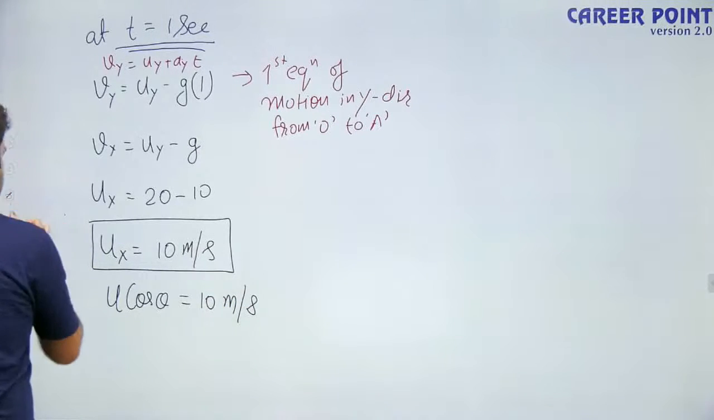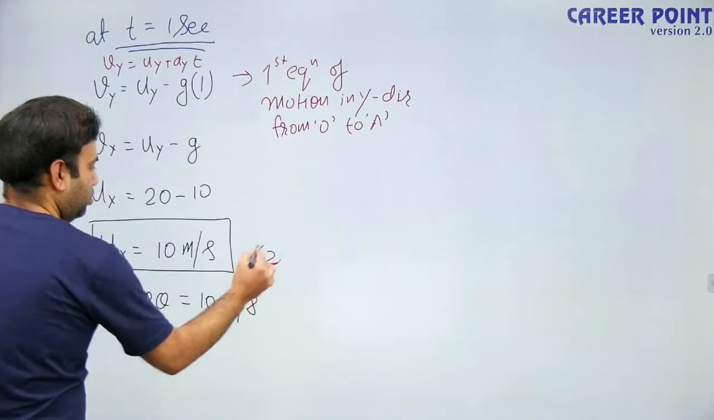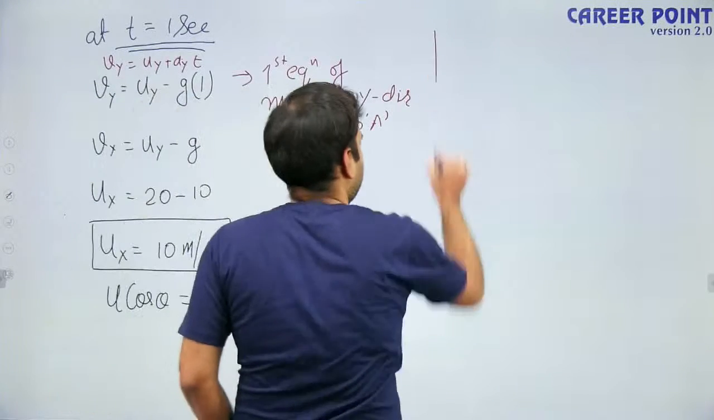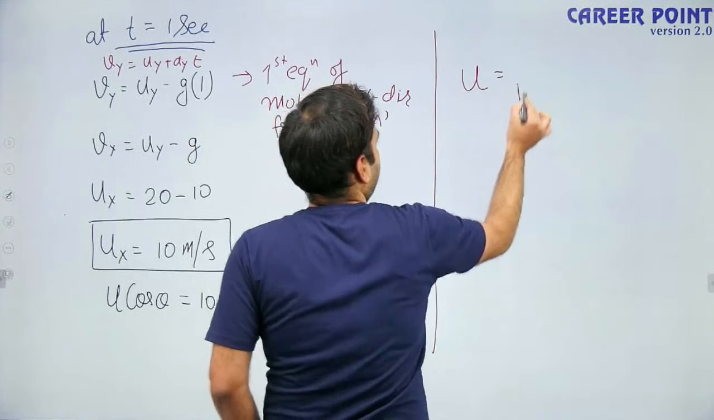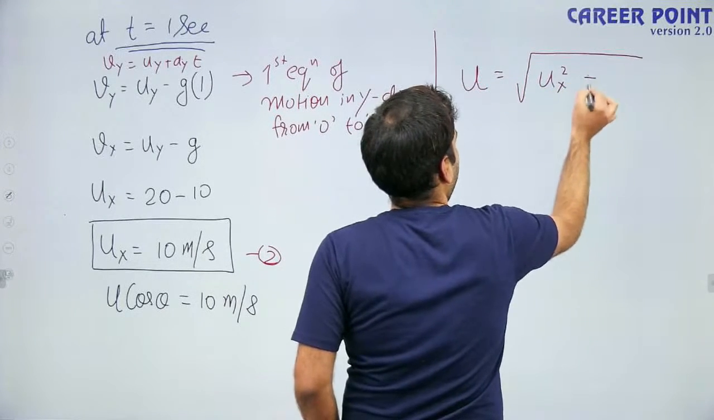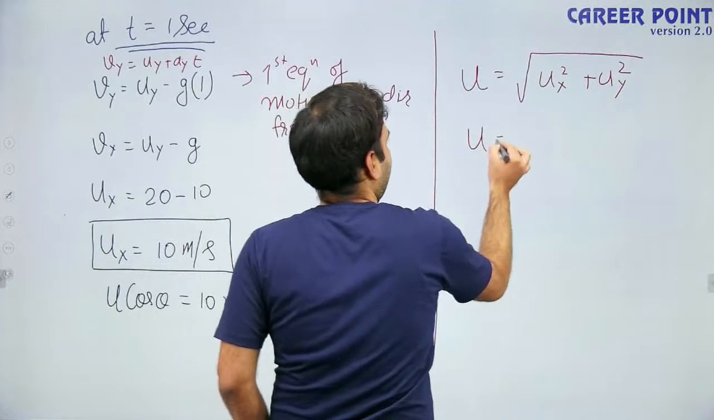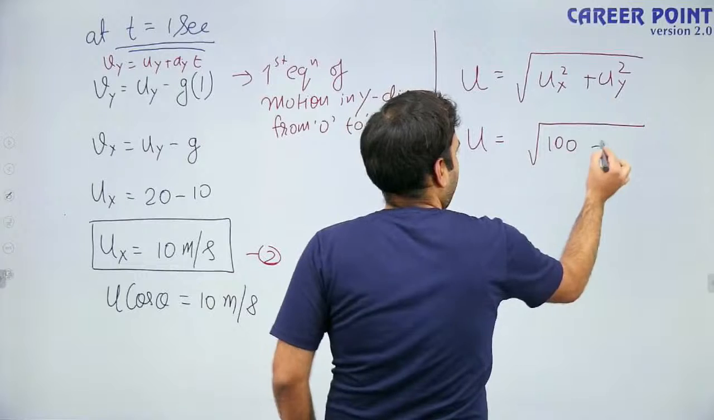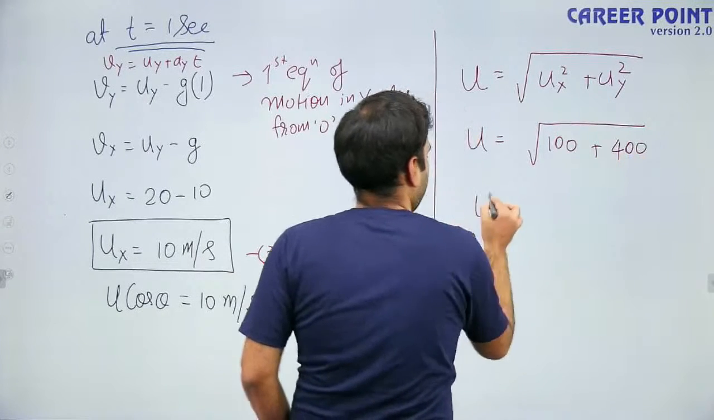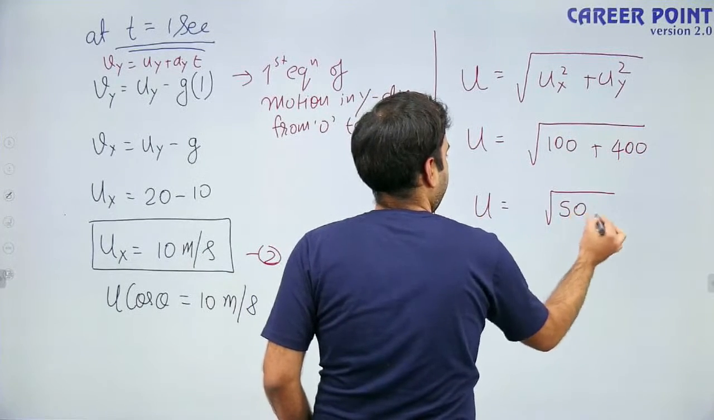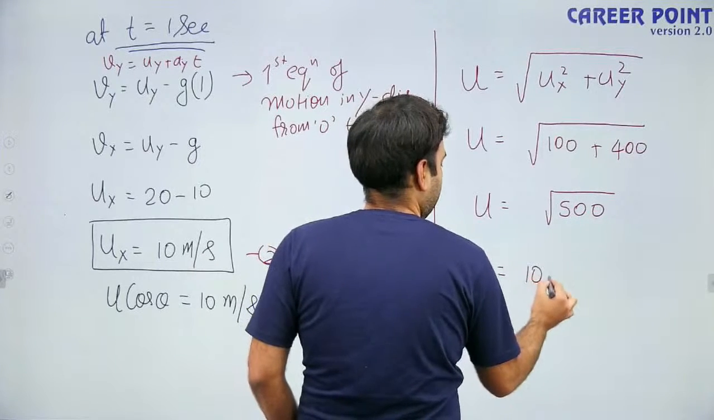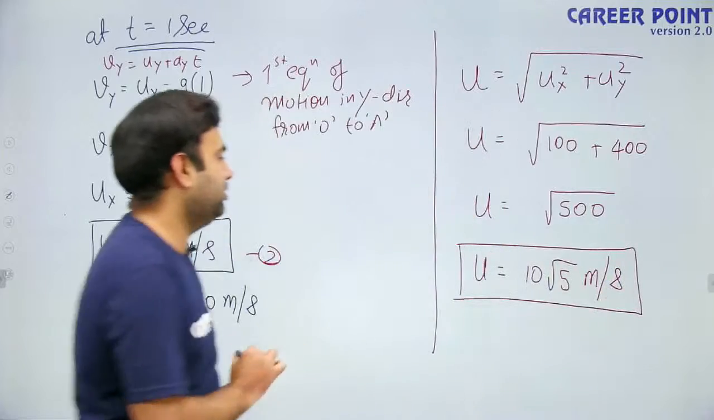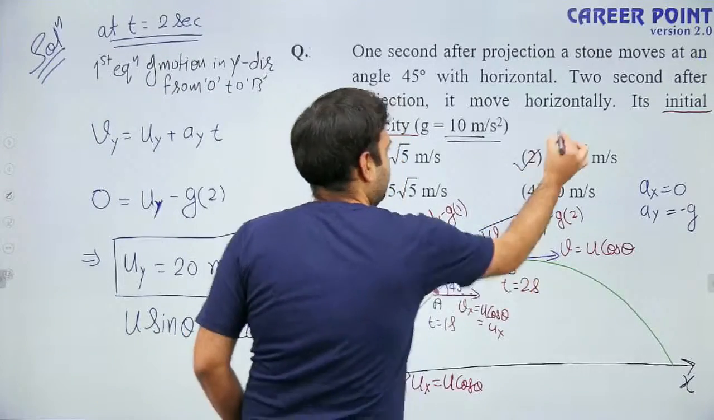So we have this equation 2 and this equation 1. Now what is the initial velocity vector? u is equal to the square root of ux square plus uy square. Ux square is 100, uy square is 400. So u is equal to root 500. That means u is equal to 10 root 5 meter per second. This is the initial velocity, 10 root 5. So the answer is option 2.